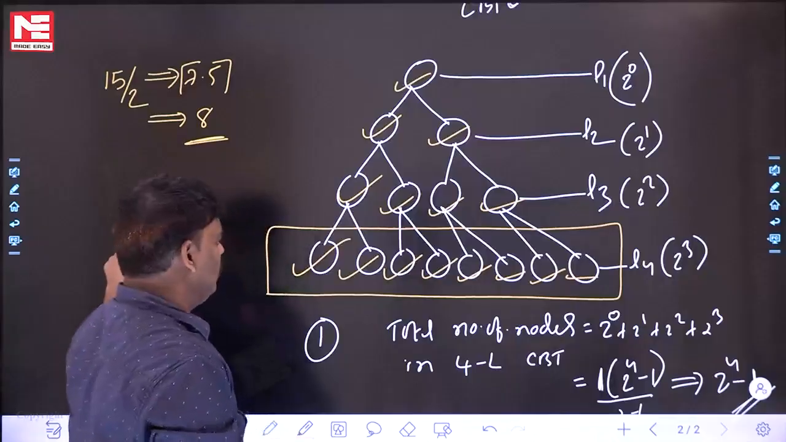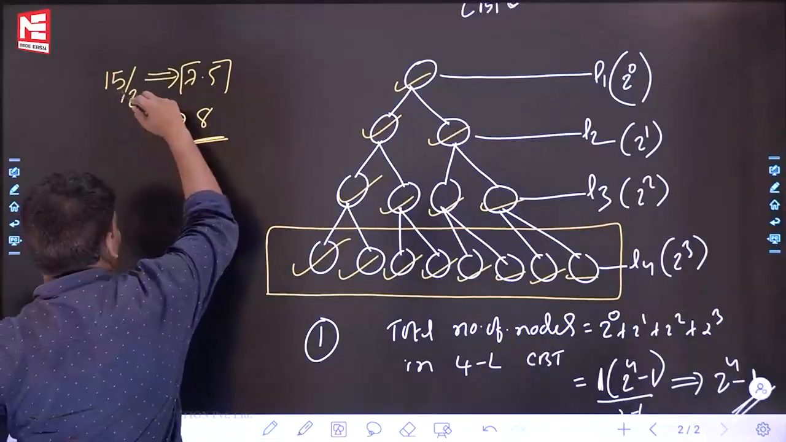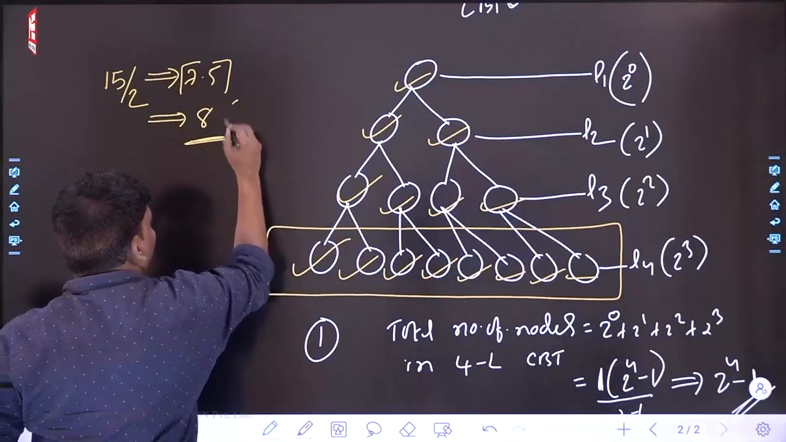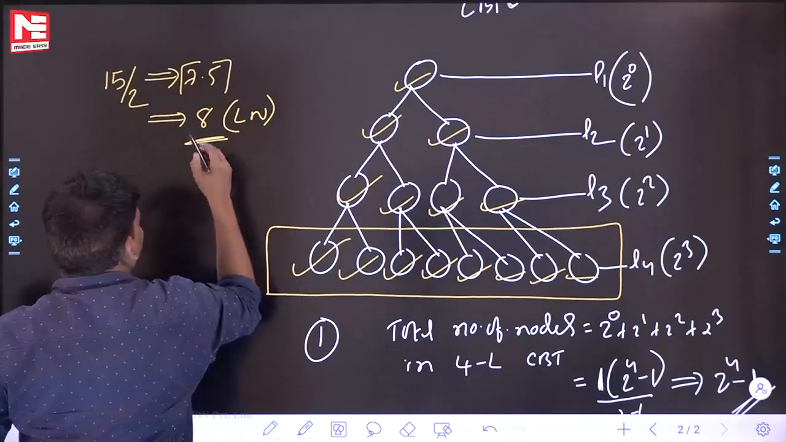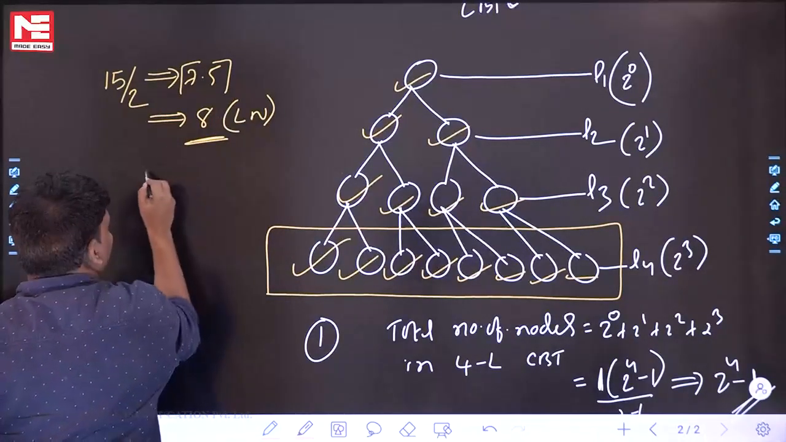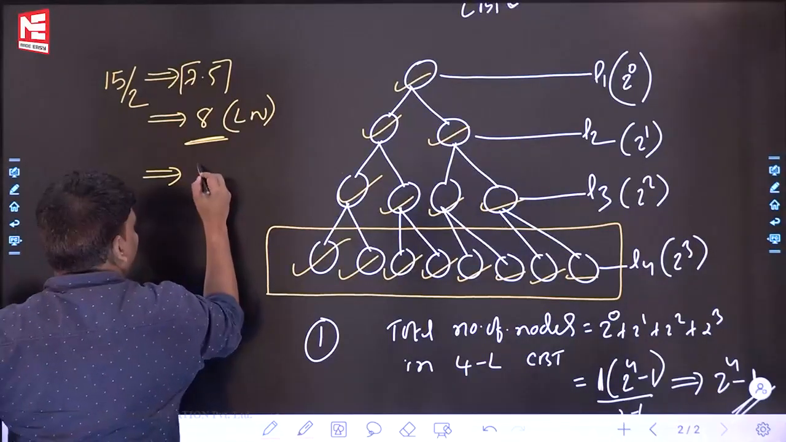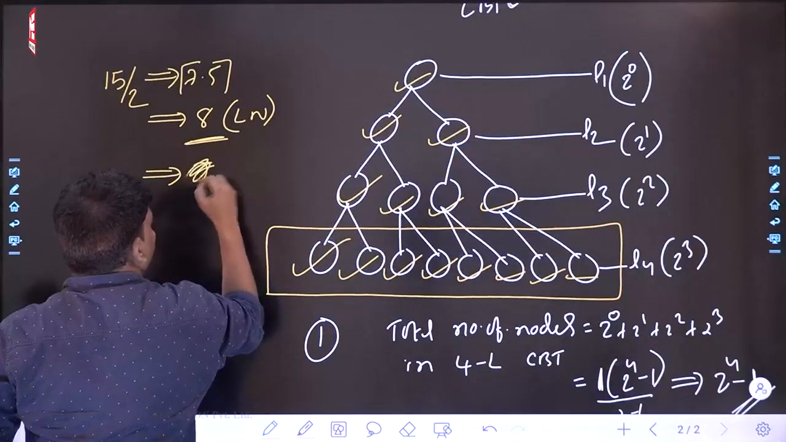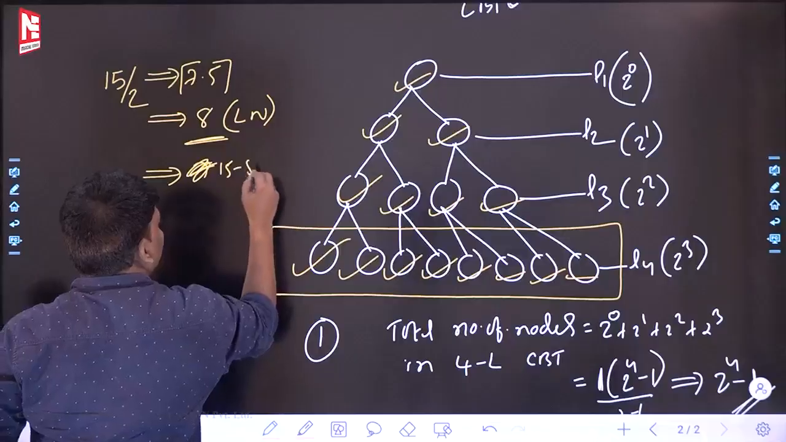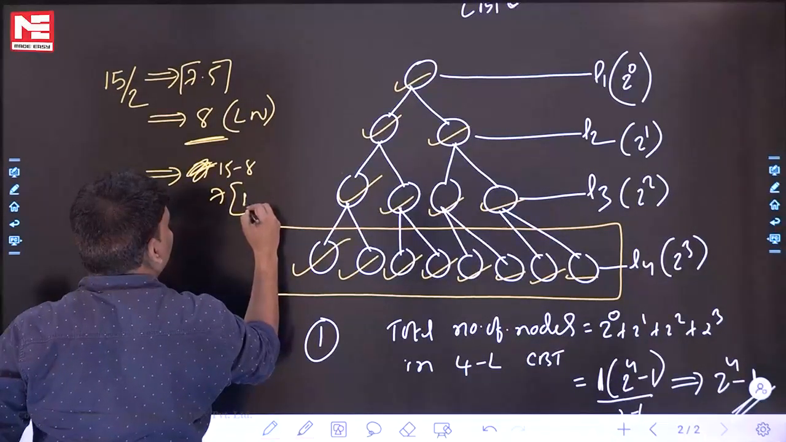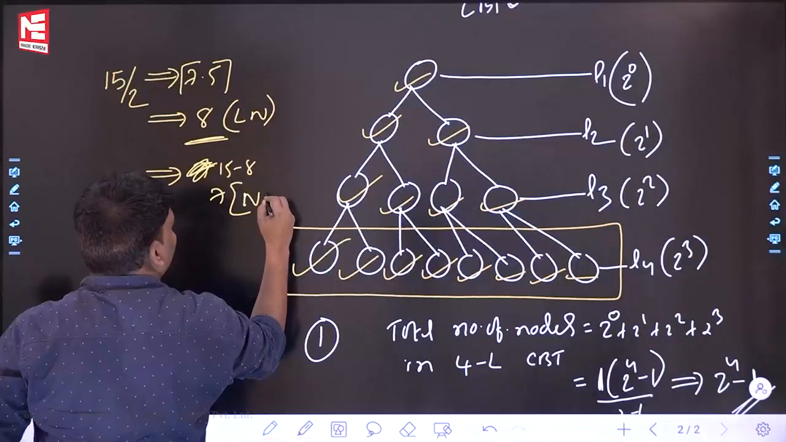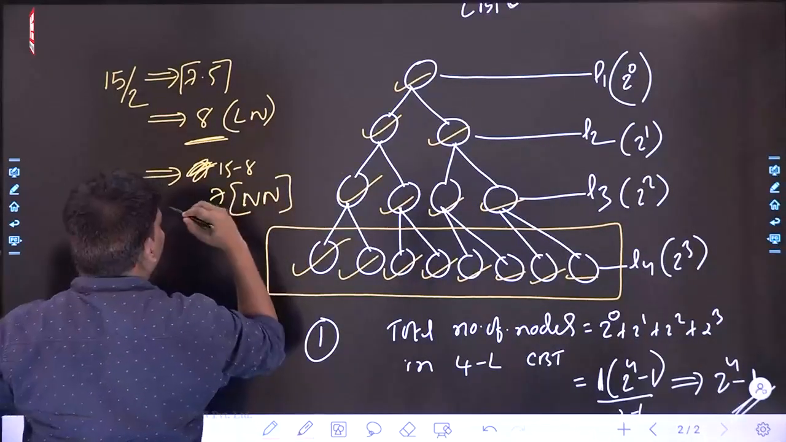See 8. Next, some people are asking, sir, total 15, if you remove 8, what is this one, leaf nodes or non-leaf? From the 15, remove 8. What is the remaining? 7. Otherwise, I will write here: 15 minus 8 goes to 7. What is that? Number of non-leaf nodes. Right? Like this.